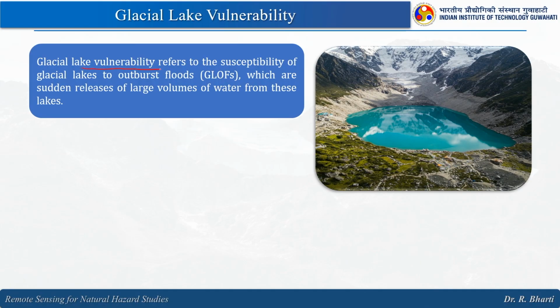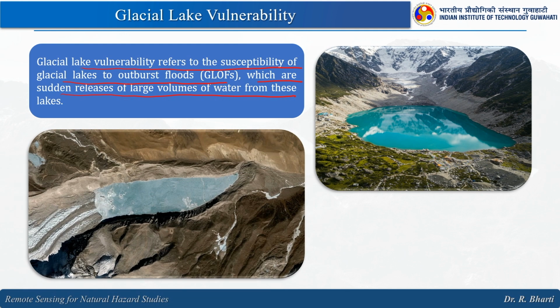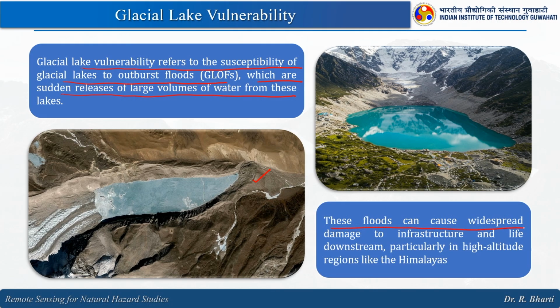So, here you can see the glacial lake vulnerability refers to the susceptibility of glacial lakes to outburst flood, which are sudden releases of large volume of water from these lakes. So, here you can see the examples. These floods can cause widespread damage to infrastructure and life downstream, particularly in high altitude regions like Himalayas.